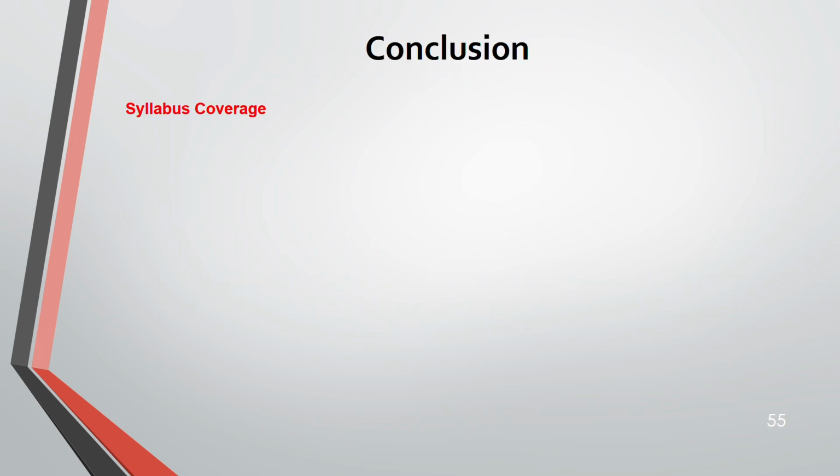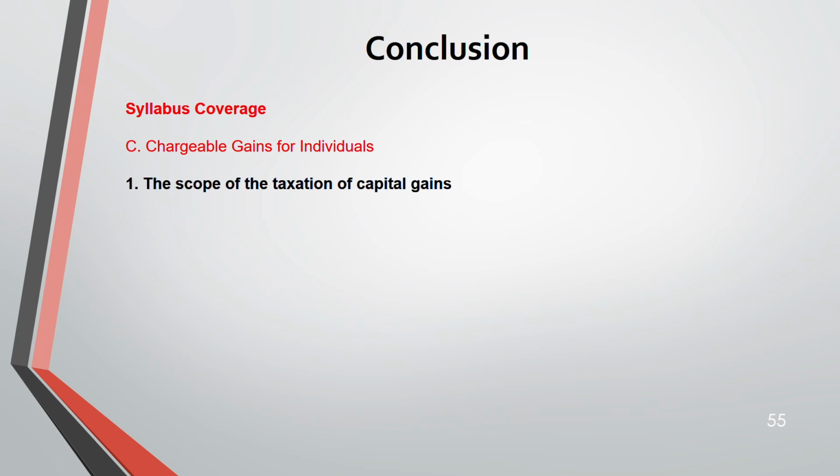So that's it for this lecture. We have covered this lecture. Now the syllabus area that we have touched is section C, because sections A and B covered income tax. So we have finished sections A and B. Under section C, the first part is the scope and tax of capital gain.